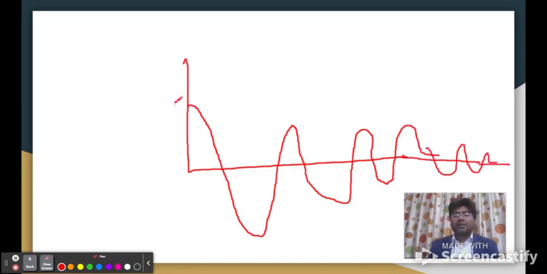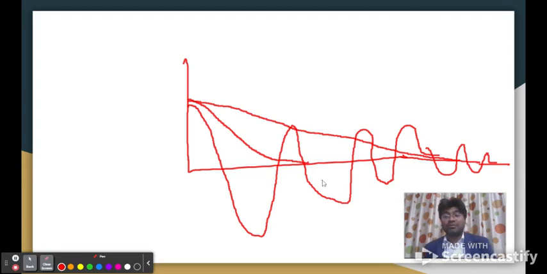Now what will happen to the overdamped system? The overdamped system will decrease slowly. And what will happen in the critically damped case? It is the shortest time taken by the system to come back to rest, and it does not undergo vibration.